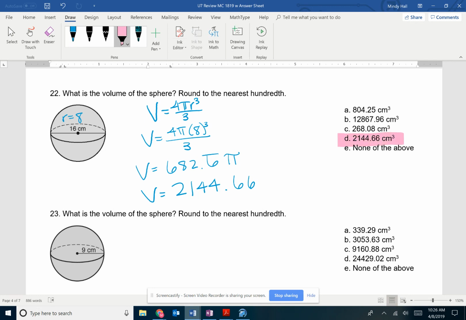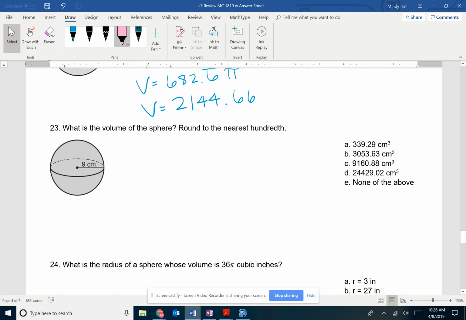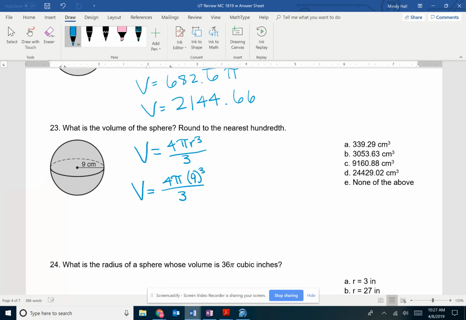And on the test, there are questions where you'll have to be doing this. If there is some rounding, you're just going to be picking the answer that's closest to yours. So for number 23, looking at this sphere, we're going to be using the exact same formula. Volume equals 4 pi r cubed divided by 3. So then that would be 4 pi 9 cubed divided by 3. So 9 cubed times 4 divided by 3 gives us 972.